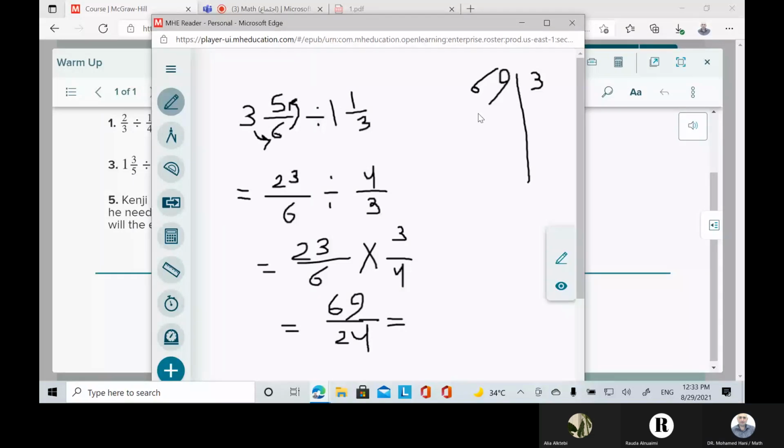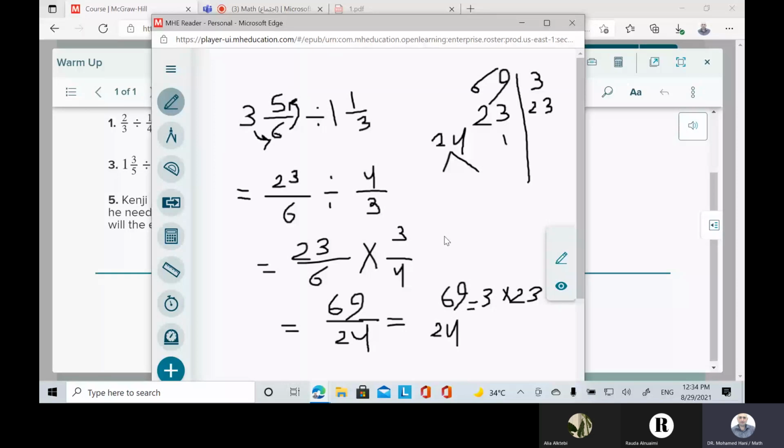23. Now 23 is a prime number, divide by itself. Divide by 23 will be 1. So we can write here 69 equal 3 times 23. Then 24, as you remember, you can use the 3 method. Give me the two numbers, the product of them will be 24.